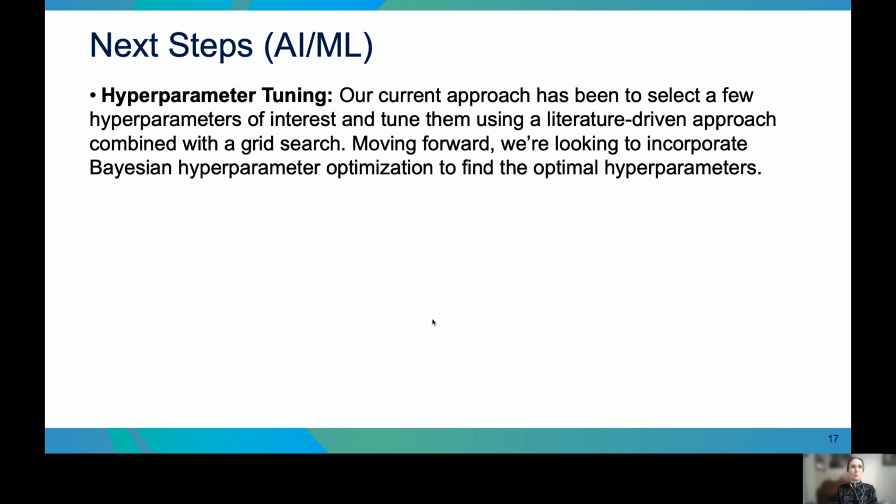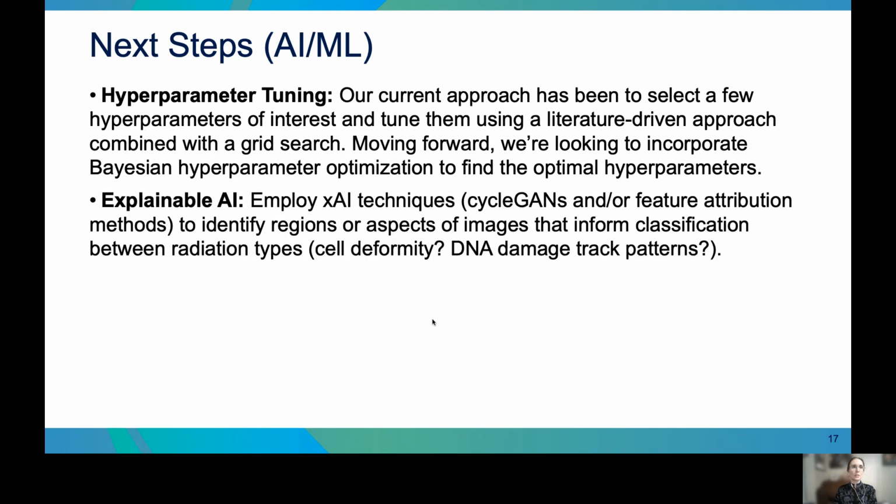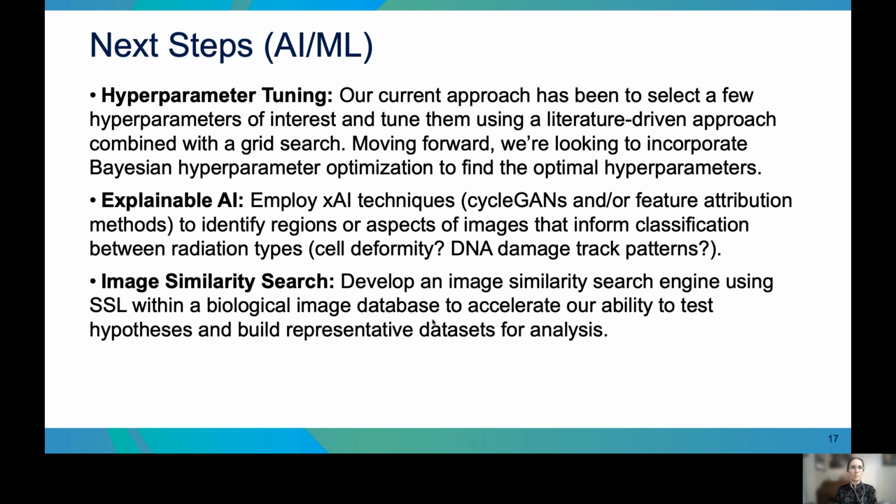We also have several next steps we want to investigate on the AI side. We want to perform more hyperparameter tuning and see whether we can get better results. We want to employ explainable AI techniques where we'll be able to identify what are the regions or the aspects of the image that are informing these classifications. So we can maybe identify whether it's some kind of cell deformity or the DNA damage track patterns.